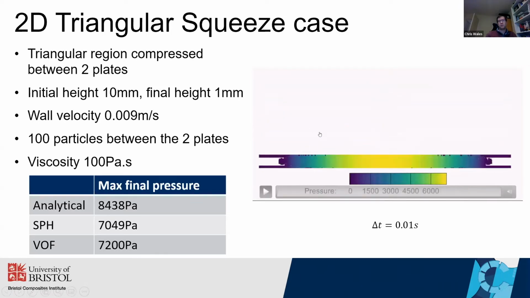So we can see as we go through, basically not a lot happens until we start approaching the shape going from the triangle to this rectangular shape between the two pressure plates, and then we get the large increase in pressure. So we're slightly below the analytical solution, but we're much closer to the predicted pressure achieved with the same case run with a volume of fluid method.